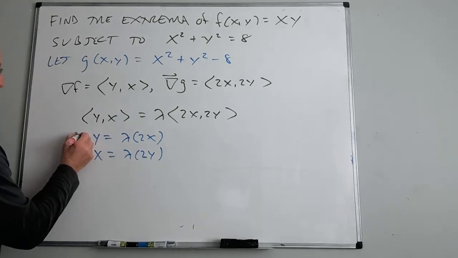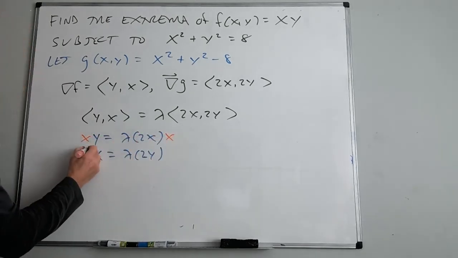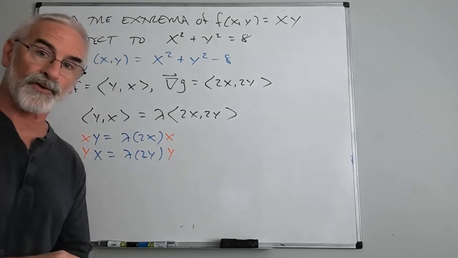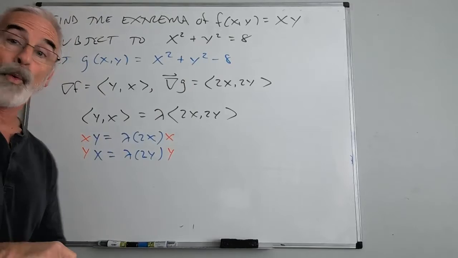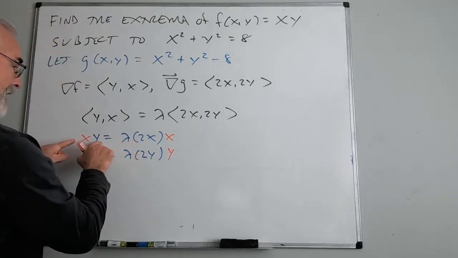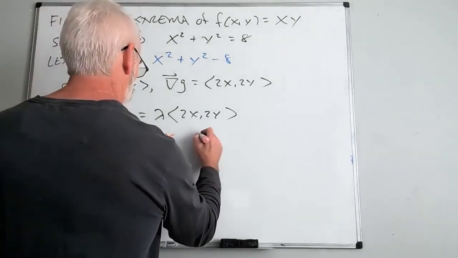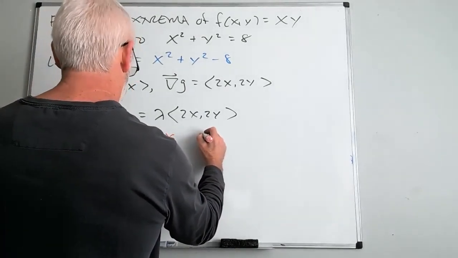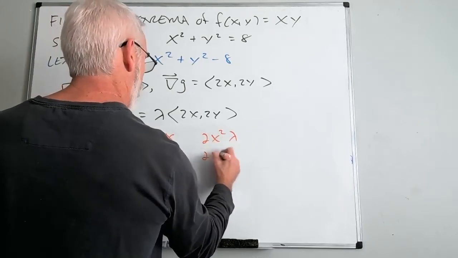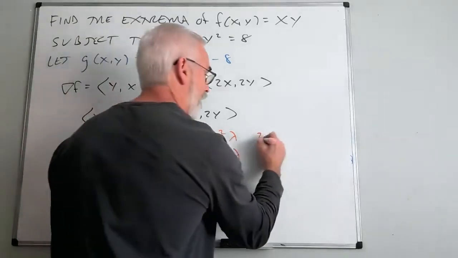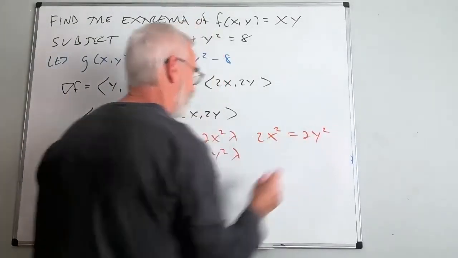What if I multiply this, and multiply this? Can't either x or y be 0? Either one of them could be 0, but they both couldn't be 0. So what does this tell me? xy equals this, xy equals this, so these two must equal each other. Here we go: 2x² lambda, and this is 2y² lambda, and since lambda cannot be 0, and these two are equal to each other, I now have 2x² equals 2y².